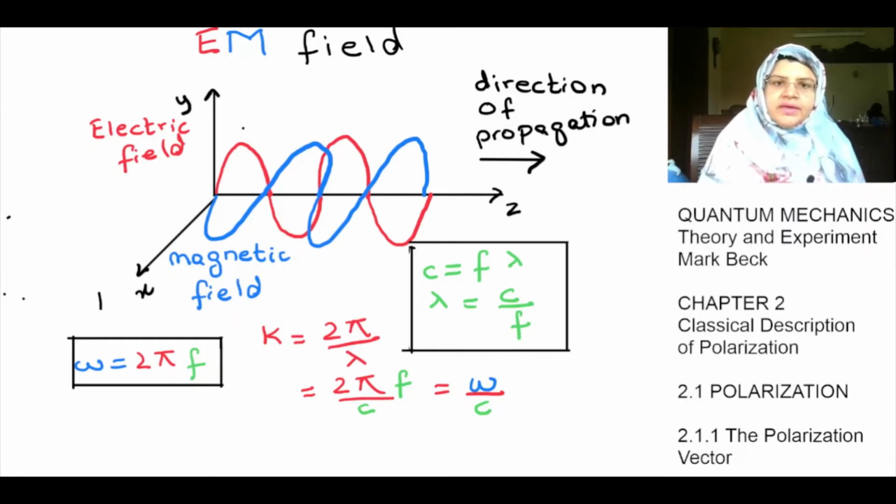k is the wave vector, it is equal to 2 pi over lambda. If we substitute the value of wavelength lambda, we get k equal to 2 pi f over c. 2 pi f is the angular frequency omega. Therefore, we get wave vector k equal to omega over c.